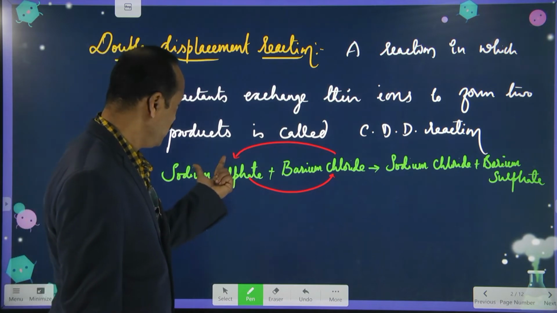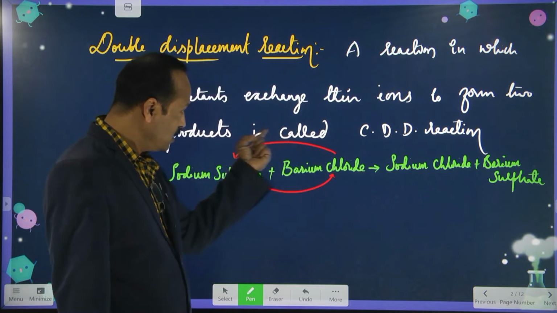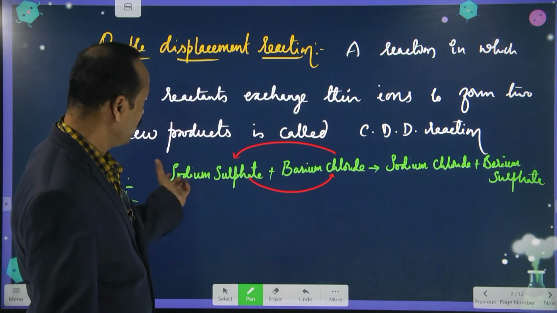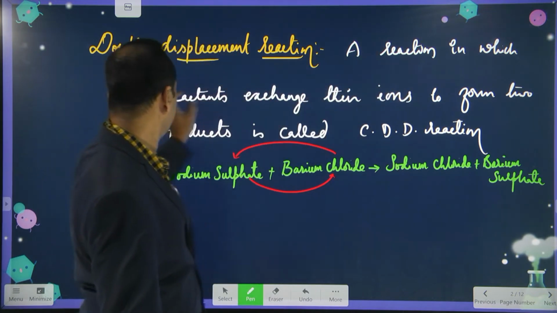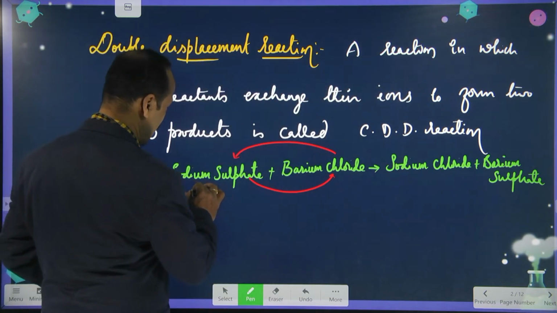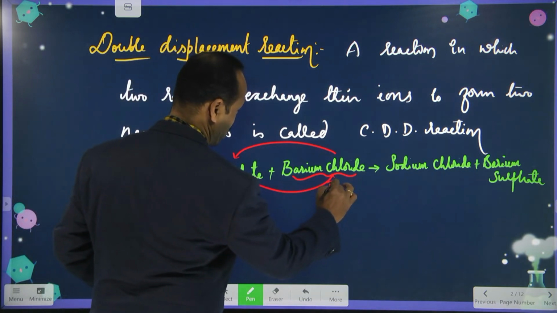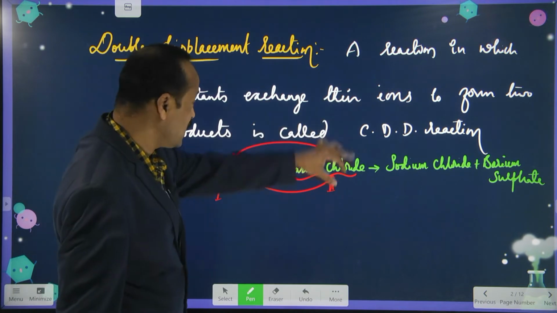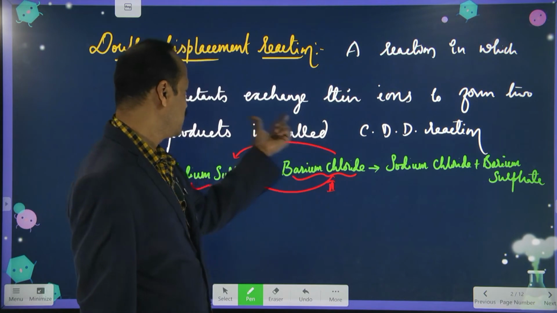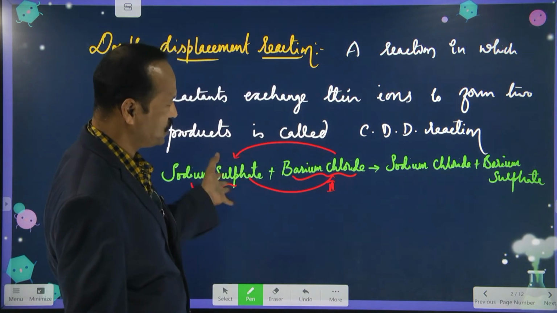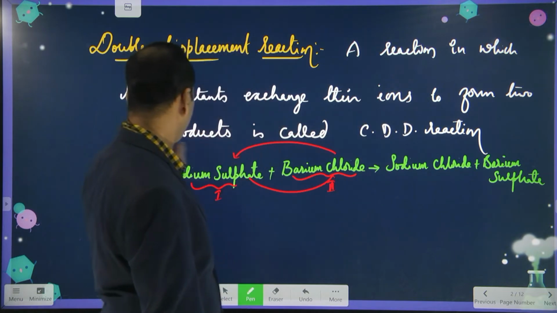So here, sodium is giving its sulfate to barium and taking its chloride. So it's forming sodium chloride and barium sulfate. This is a reaction in which two reactants, the first reactant and the second reactant, exchange their ions. What does that mean? It is giving its sulfate to that one and taking the chloride from it. Exchanging. So they exchange their ions to form two new products.